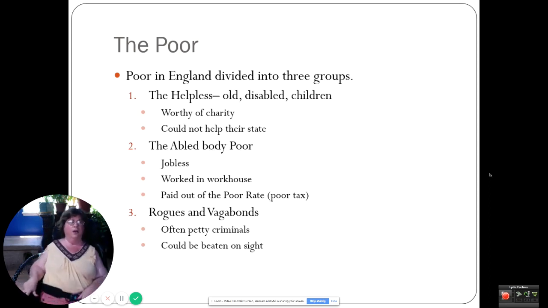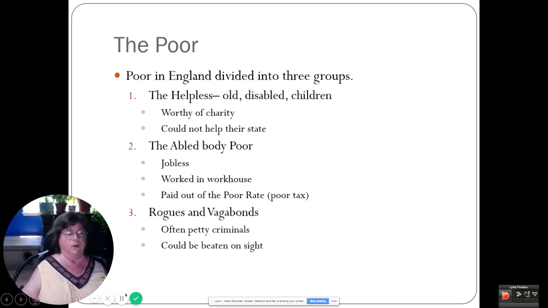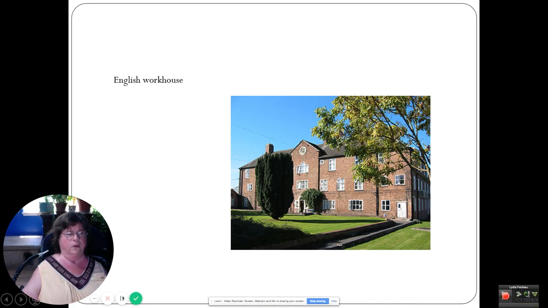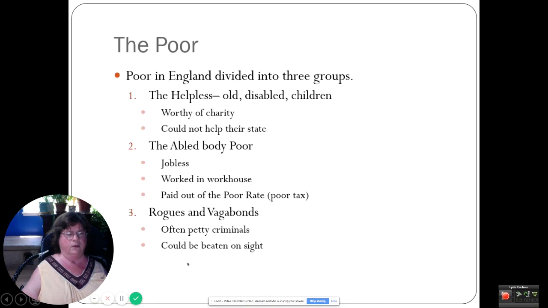The poor in England was divided into three groups, basically. The helpless: the old, the disabled, children. These guys were worthy of charity. They could not help their state. They were basically the ones everybody feels sorry for. So, they couldn't help where they were at.